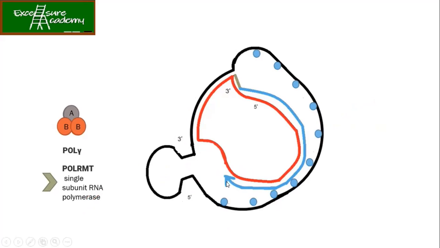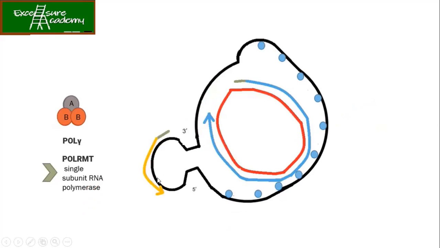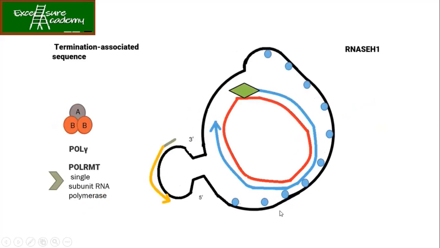Yes, ma'am. So this loop is formed so that it gives a space so that it can go and continue the replication. Yeah, and then the primer will come and then it will start the replication.